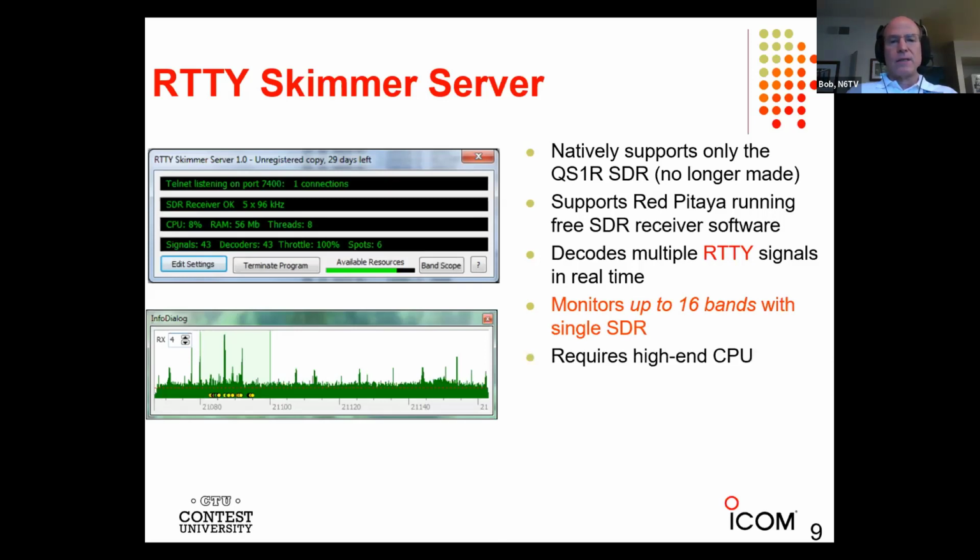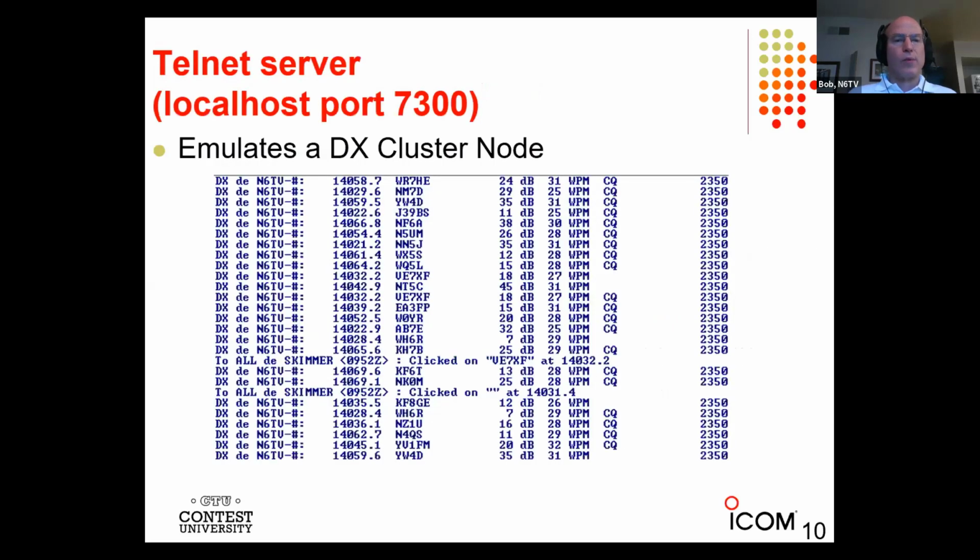It does, again, up to 16 bands, but it requires a heck of a lot more CPU power to decode high-speed RTTY at all these frequencies than CW. So you need a really high-end CPU, which is why there's fewer RTTY skimmers online than CW ones. It has this limited band scope here, 1 band at a time, no waterfall, but it does sort of show you where the signals are. And there's no master file, but it, again, supports a Telnet server.